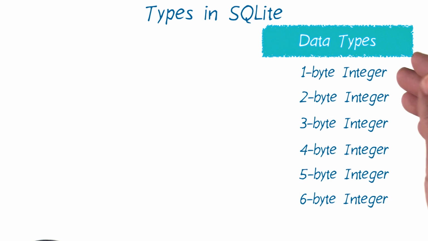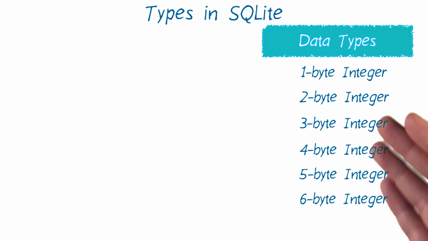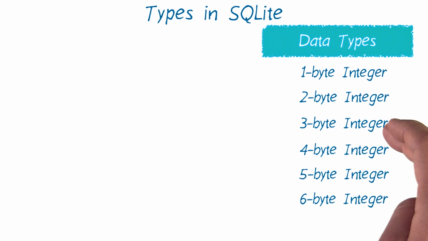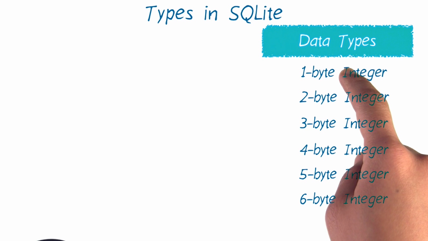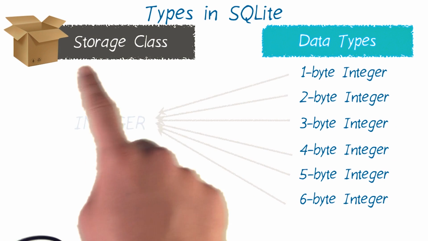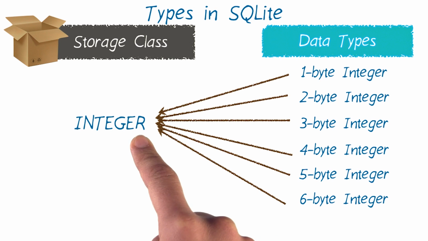For integers, there are many distinct types of integers. In fact, there are over 6 different data types that could represent different sizes of integers. For example, we could have a 1-byte integer, a 3-byte integer, or maybe a 6-byte integer. Translating that into SQLite, these data types could be grouped into a single category, what's called a storage class in SQLite, and these would be grouped into the integer storage class.